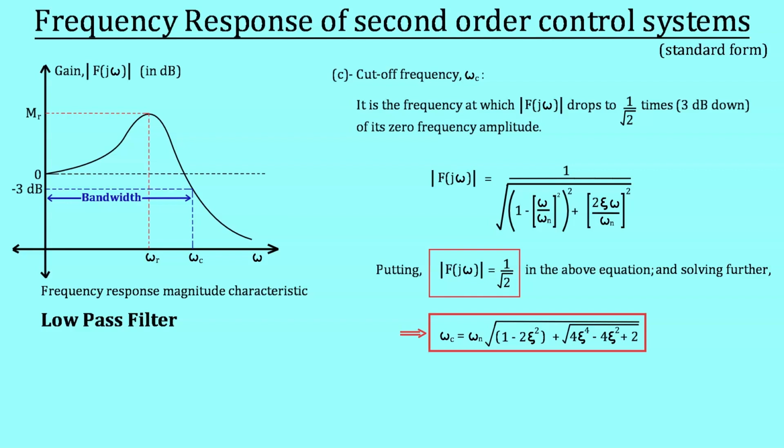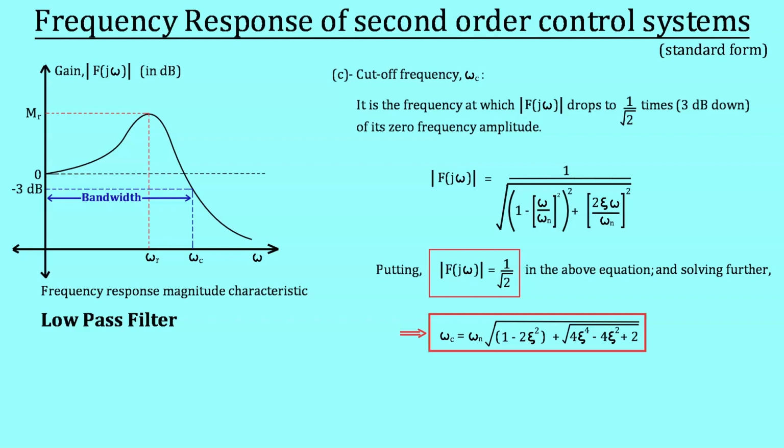For finding the value of cutoff frequency, first we will put the magnitude to be equal to 1 by root 2. After that we will get an expression in terms of operating frequency omega and natural frequency omega n. Try to solve that equation yourself. You can take help from the short notes which I have attached in the video description.